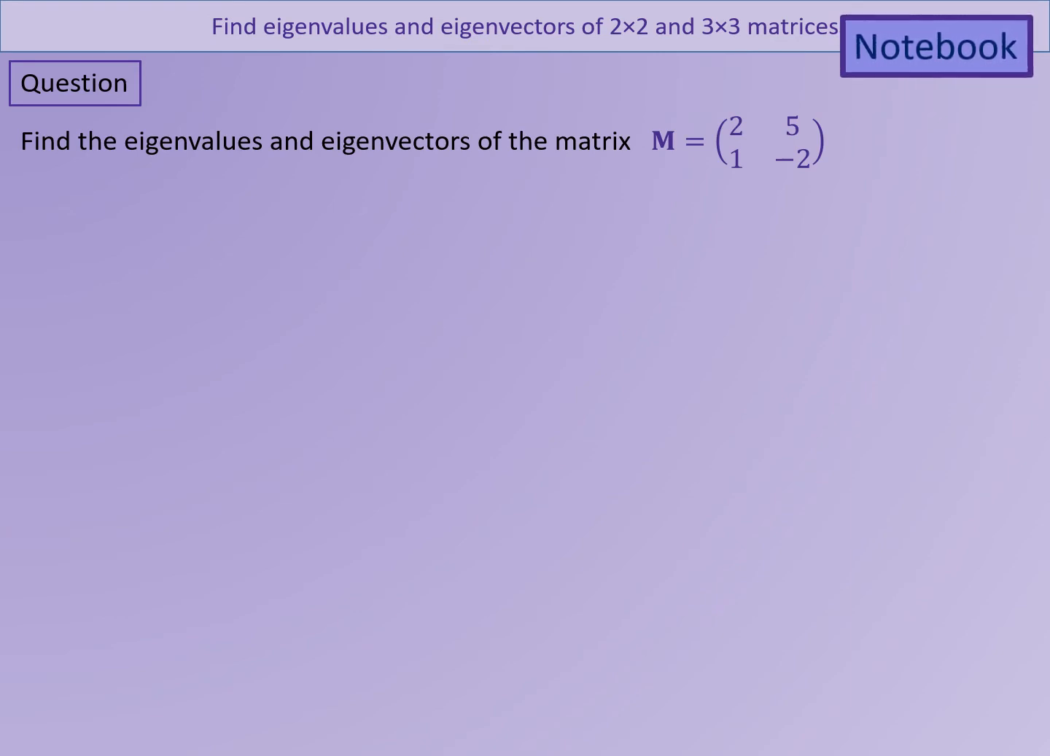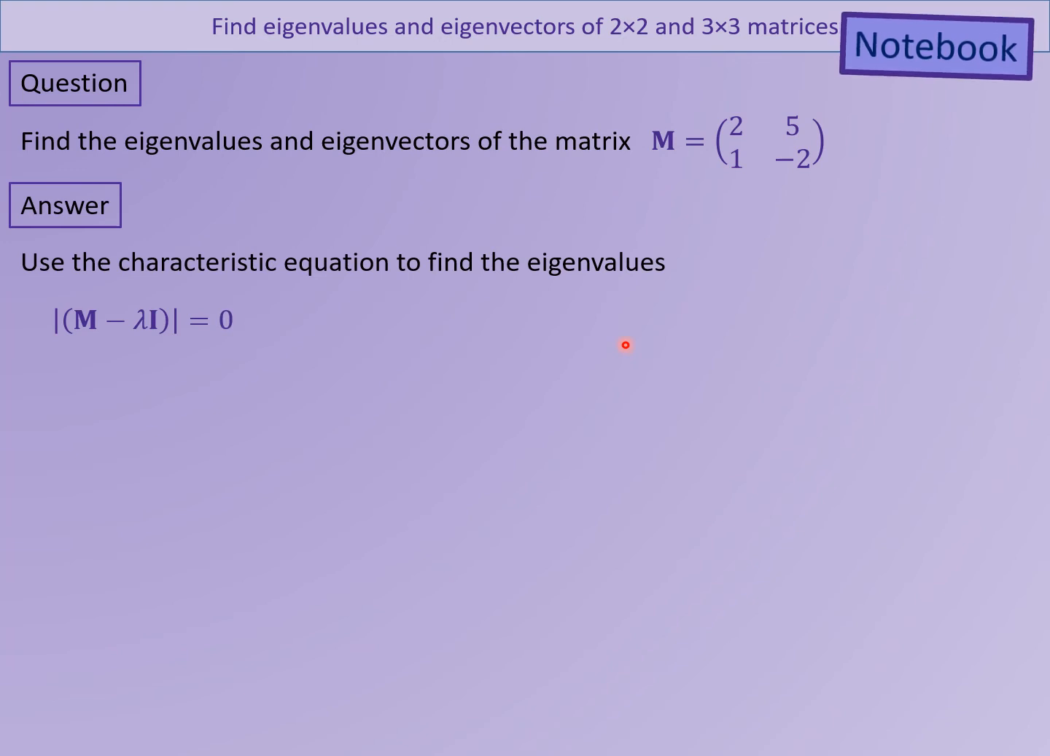I want to find the eigenvalues and the eigenvectors of the matrix 2, 5, 1, minus 2. It's not an obvious transformation matrix, so you wouldn't be expected to just be able to guess what the transformations are. But what we can do is still work out the direction of the invariant lines by finding out the eigenvectors and the eigenvalues. So first thing I'm going to use is that characteristic equation. That equation, the determinant of M minus lambda I equaling 0, is the equation we're going to use to figure out what that lambda value is.